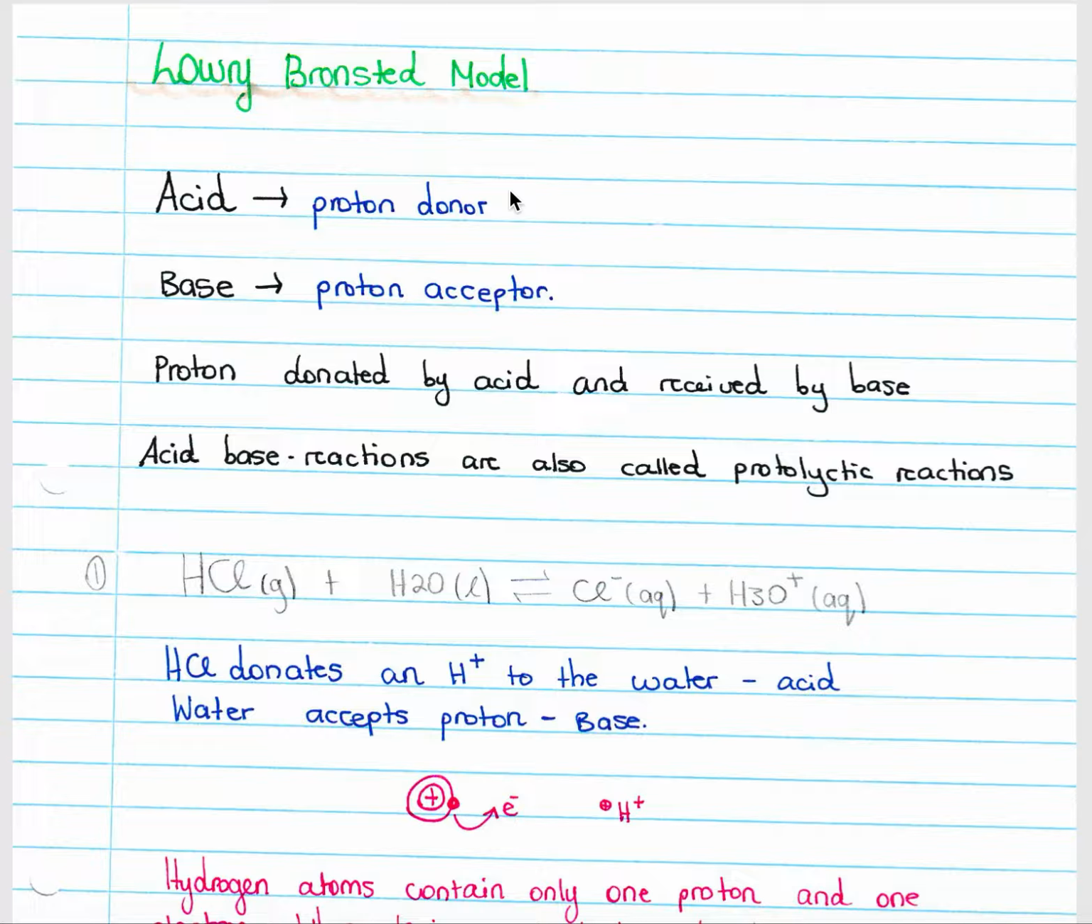So when we refer to an acid in terms of the Lowry-Bronsted model, we refer to an acid as a proton donor. That means that an acid gives away its proton. When we refer to a base, we refer to it as a proton acceptor. That means that a base will accept a proton. Now the proton donated by the acid is then received by the base in an acid-base reaction. Acid-base reactions are also called protolytic reactions.